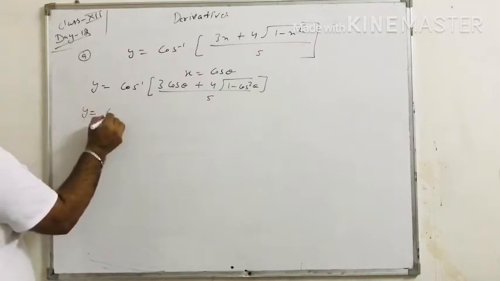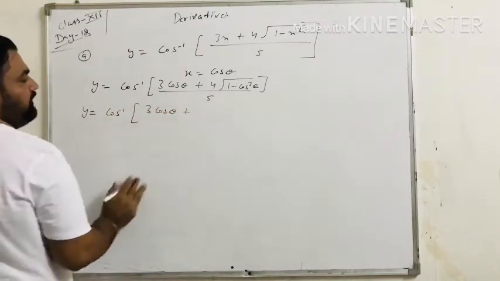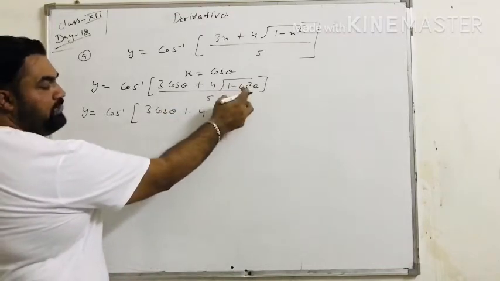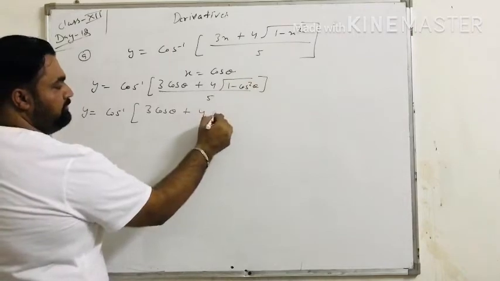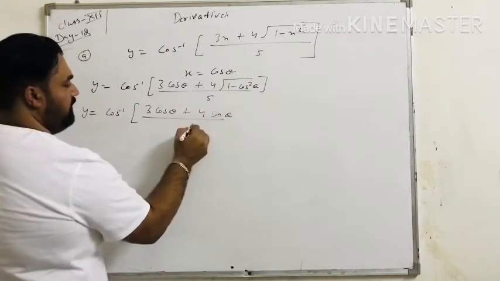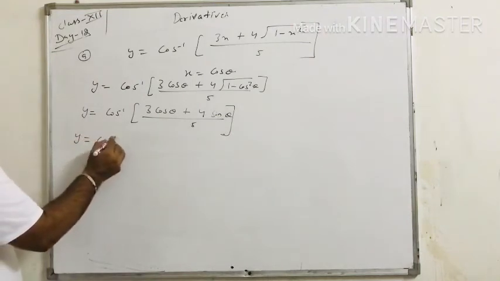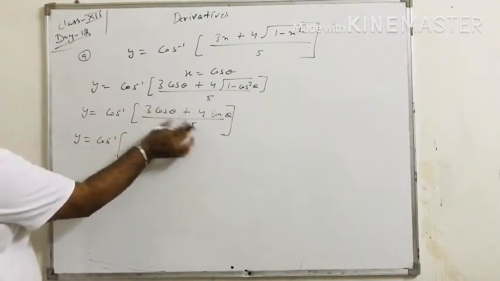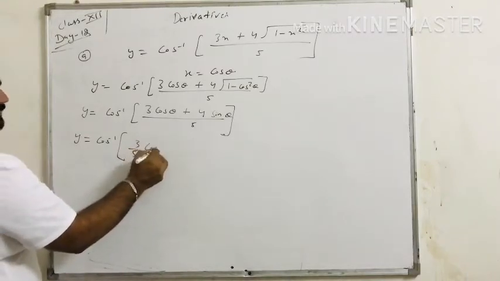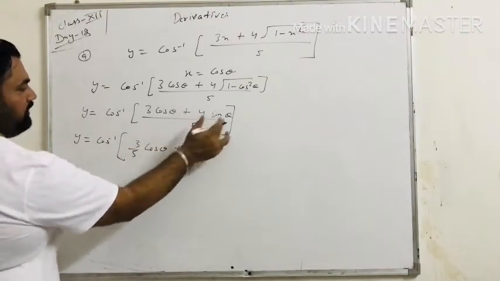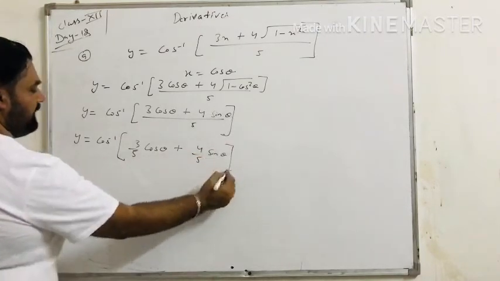So y equals cos inverse of (3 cos theta plus 4 root of 1 minus cos square theta, which is sin square theta). The square cancels with the root and it becomes sin theta, upon 5. Y equals cos inverse, divide this by this: 3 upon 5 cos theta, divide this by this part: plus 4 by 5 sin theta.